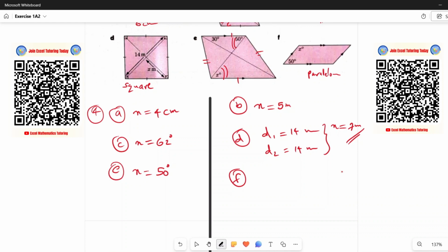So the property is the supplementary interior angles should be 180 each. So x plus 50 degree should be 180 degree. That is, the supplementary angles are equal. So that is the property.